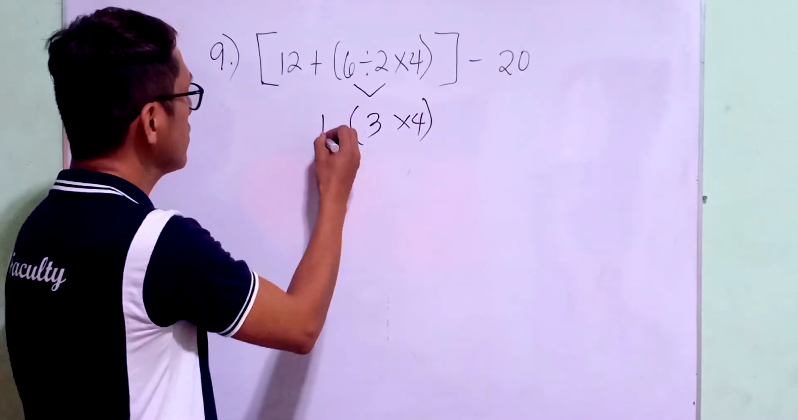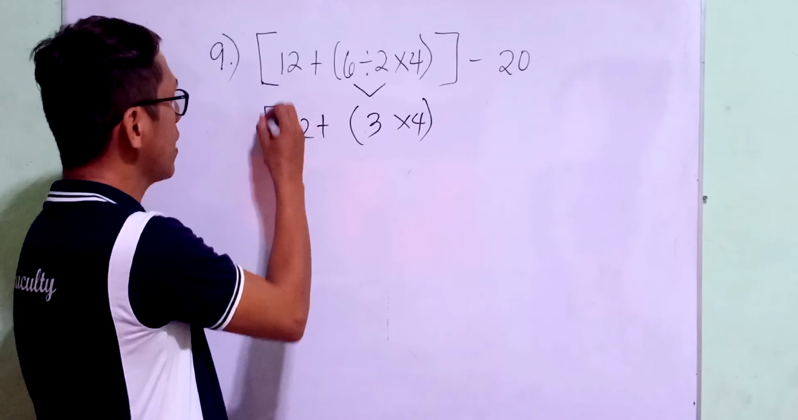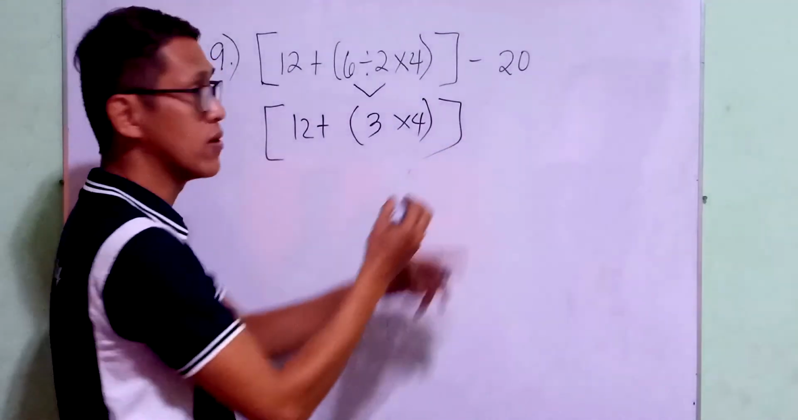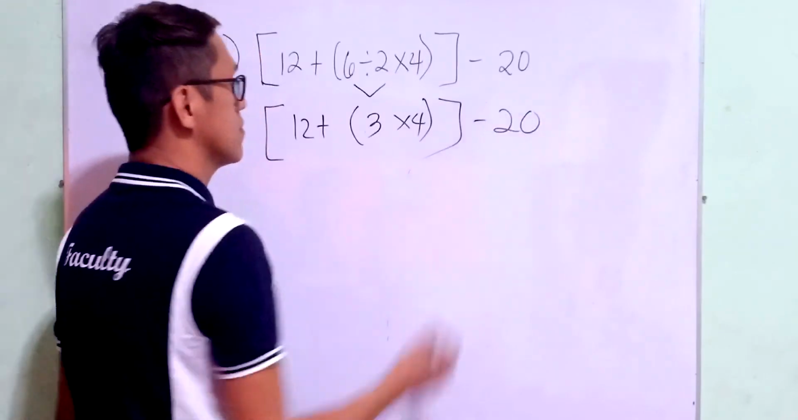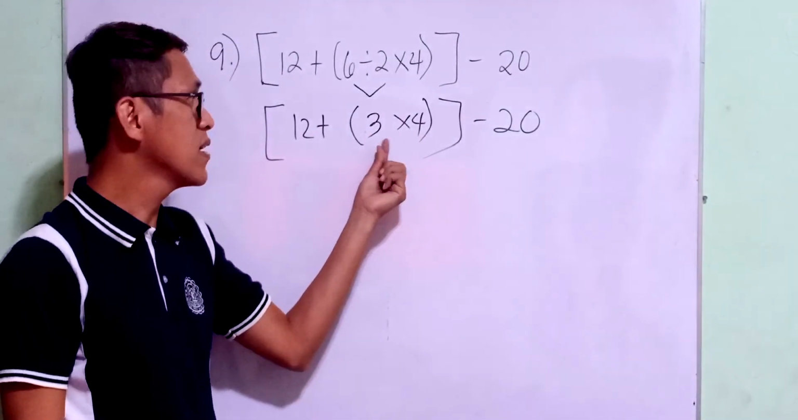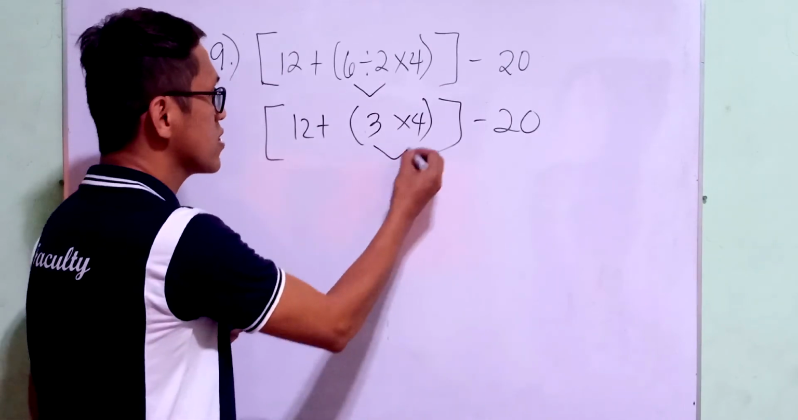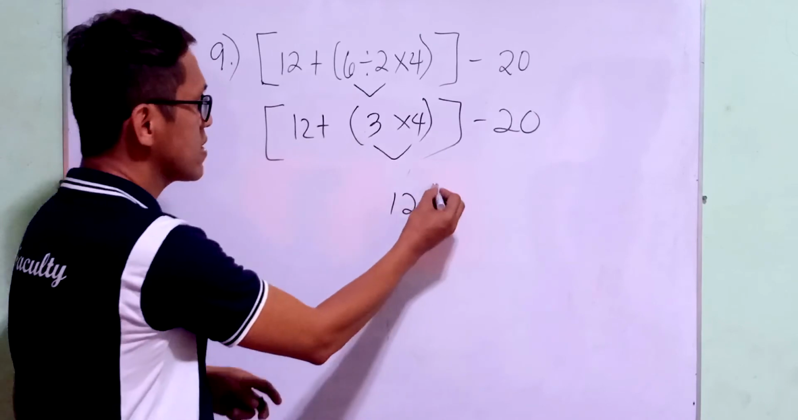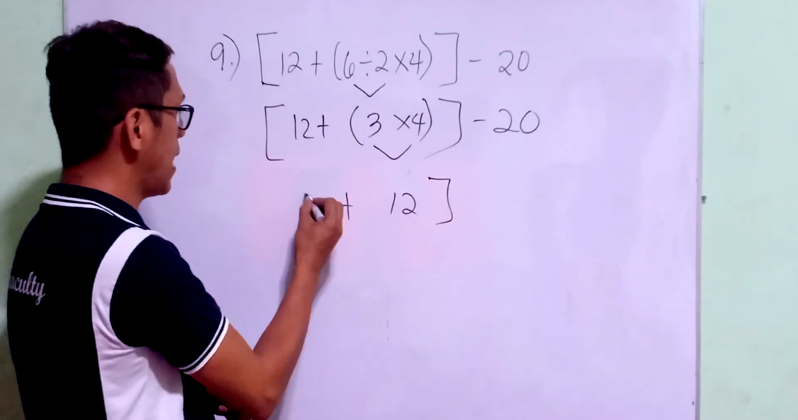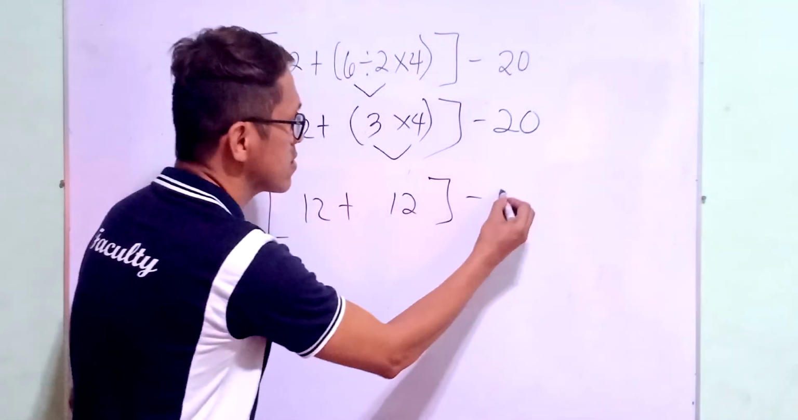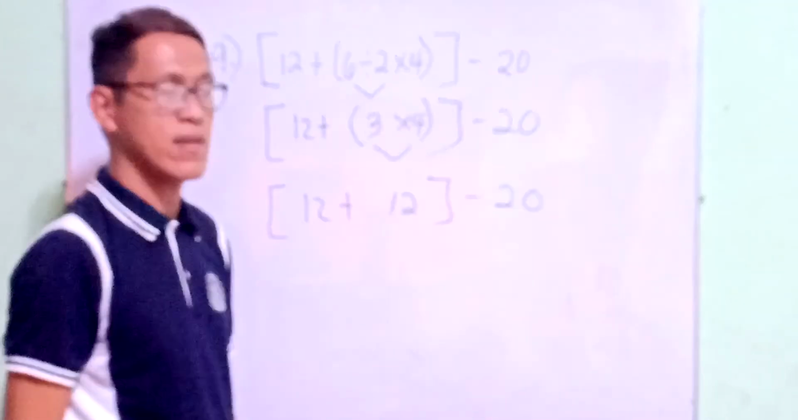So let's bring down this 12 plus sign, then the open bracket and the closed bracket. Then minus 20. Again, you are not yet done here, so continue this one. 3 times 4, that's 12. Now you can remove the parenthesis. So what's left is the closed bracket plus 12 and the open bracket here. Then the minus sign and 20 there.